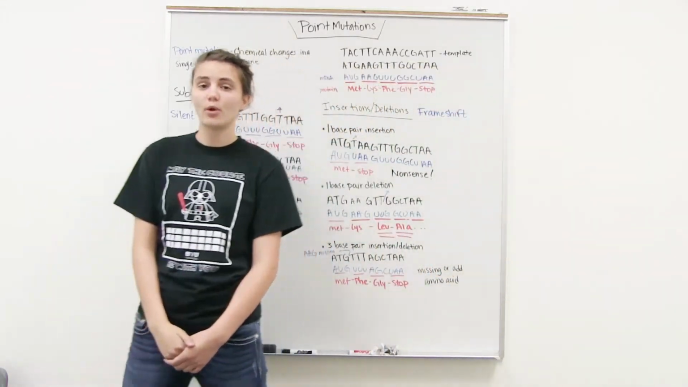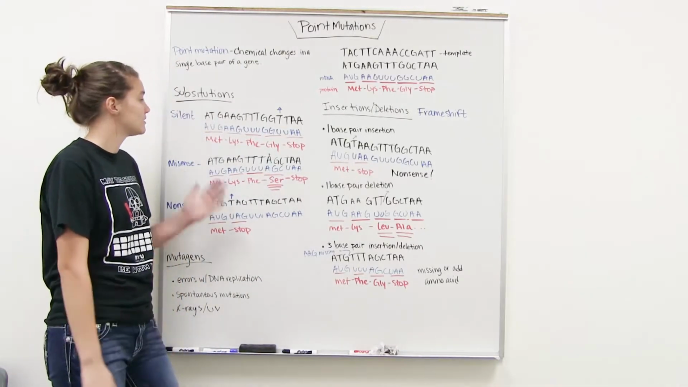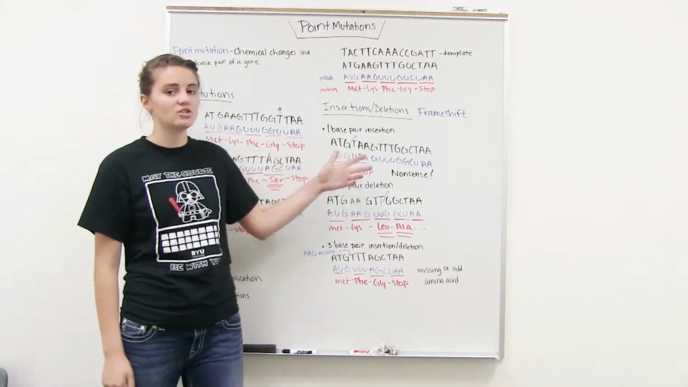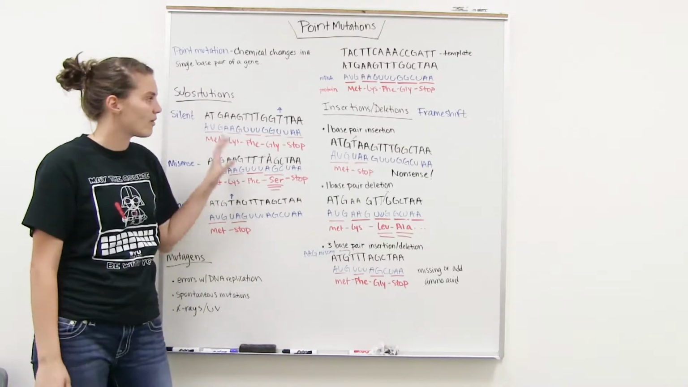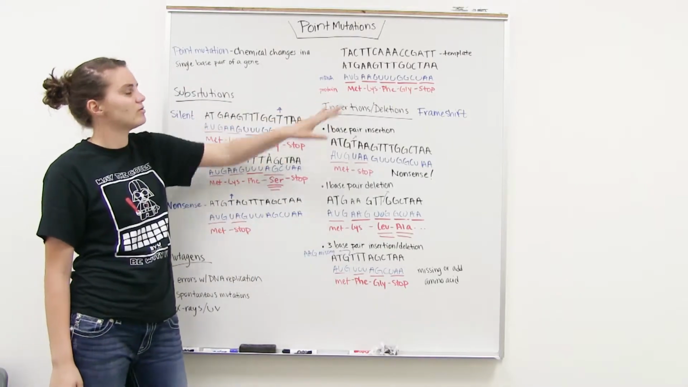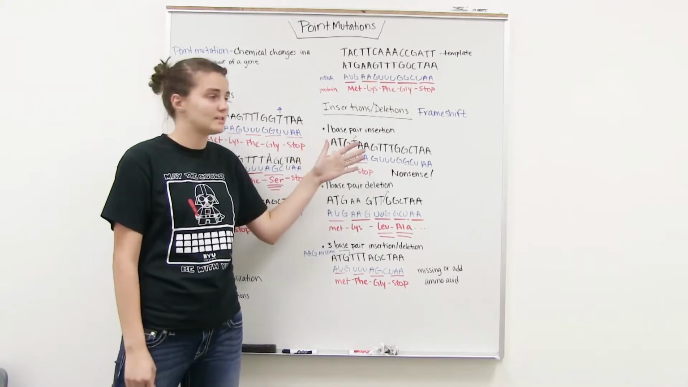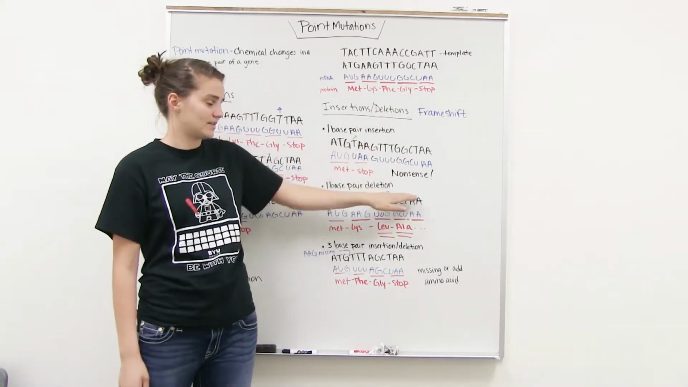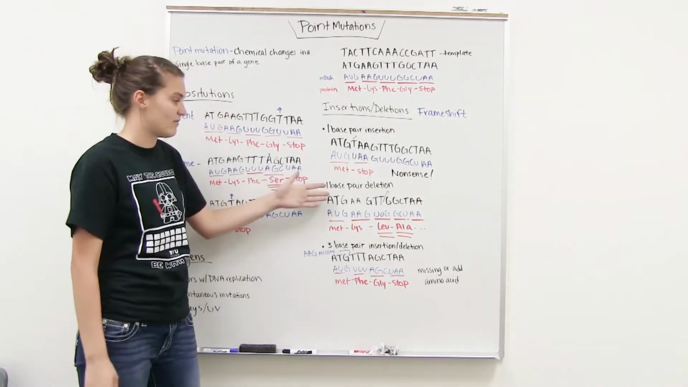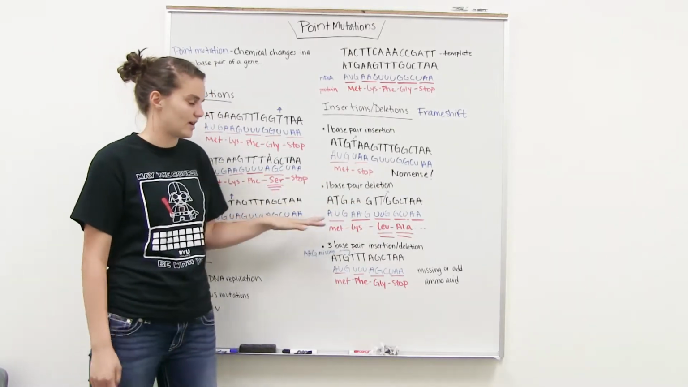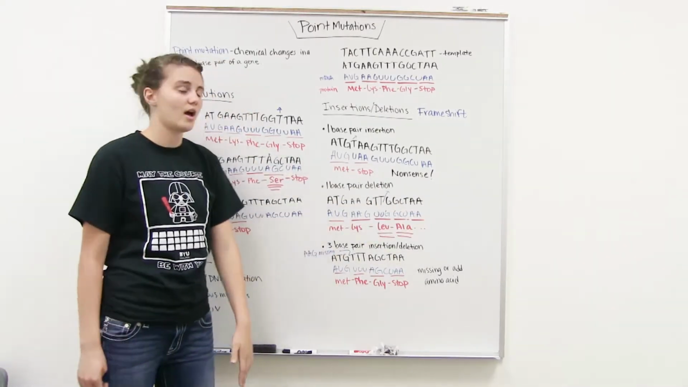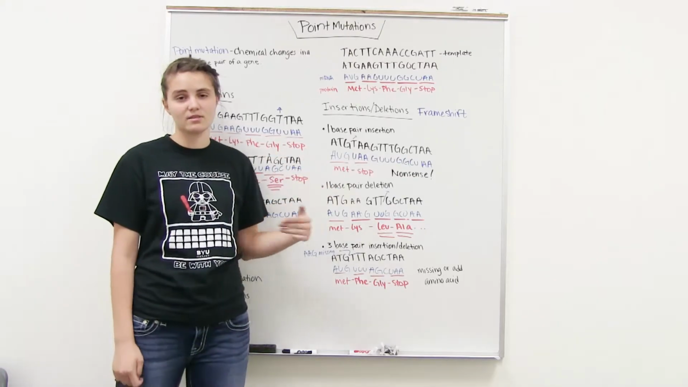I hope you understand point mutations a little bit better, especially substitutions, insertion deletions, frame shift, and how they all will ultimately affect the protein. Keep in mind that it's going to be different in every case. Not every time we have a 1 base pair insertion is it always going to mean we're going to have a nonsense mutation, or not every time we have a 1 base pair deletion is it always going to mean we're going to have a run-on polypeptide. It just really depends on the situation.